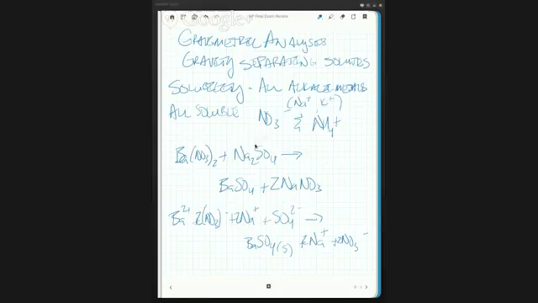Okay. So now, if they're the same on both sides, they're what are called spectator ions. This is all part of gravimetric analysis, by the way, guys. So that means that the nitrates are both ions. They're the same on both sides. Those go away. The sodiums are the same on both sides. Those go away. So that just leaves you with barium plus sulfate, gives you barium sulfate.